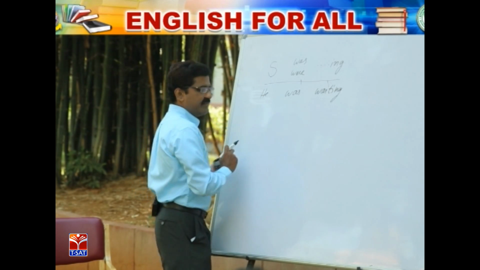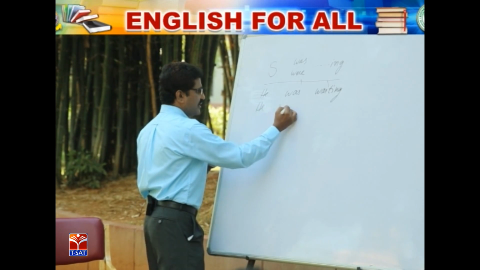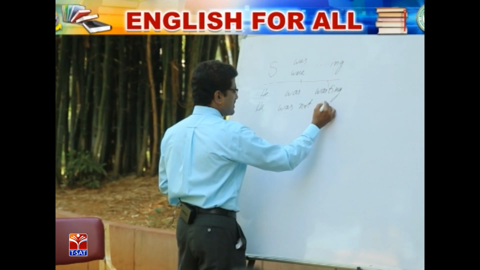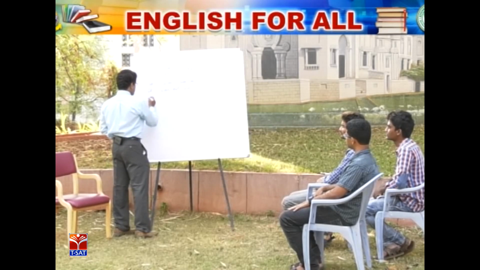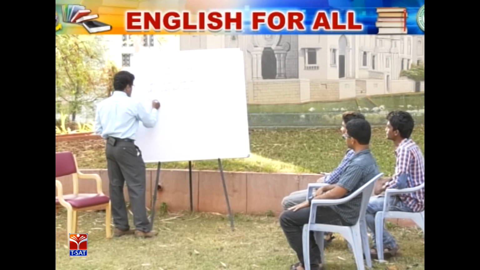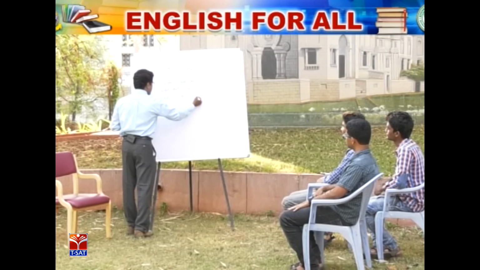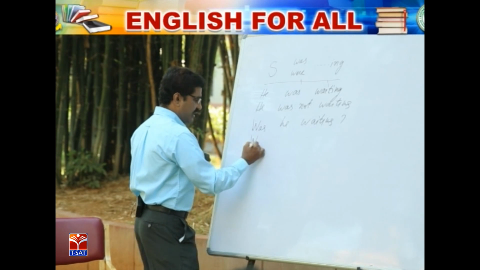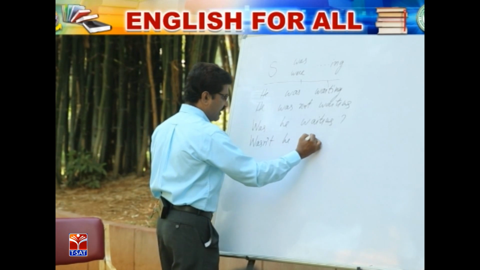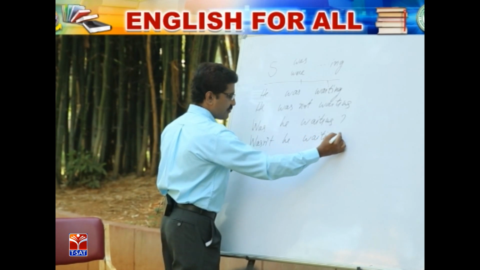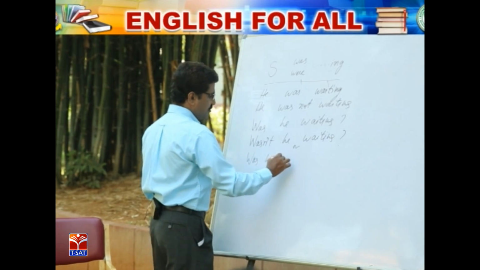He was waiting. This is called positive statement. When I want to make it negative, I say he was not waiting. This is negative statement. Now coming to the question form, was he waiting? The negative question you can ask in two ways. The short form is wasn't he waiting, or you can say was he not waiting.